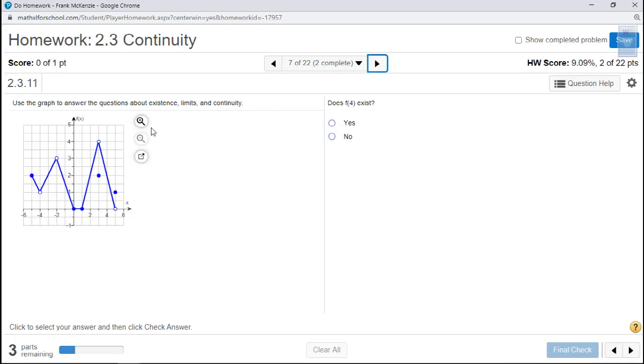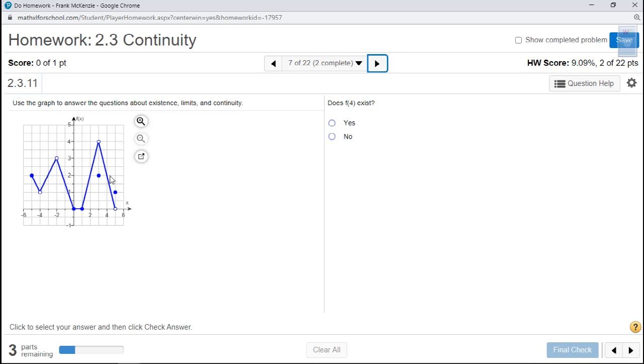All right, so this one we're looking at a graph, and you need to be able to read a graph and determine continuity, limits, whether it exists or not. So the question we're looking at here is, does f of 4 exist? Well, here's f of x, and we're looking over here at f of 4.